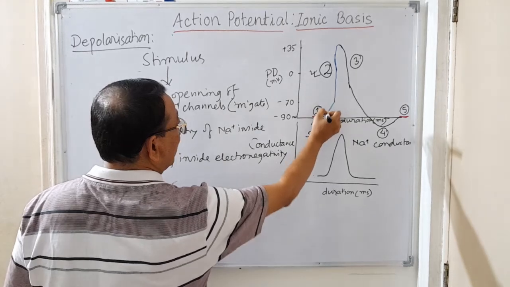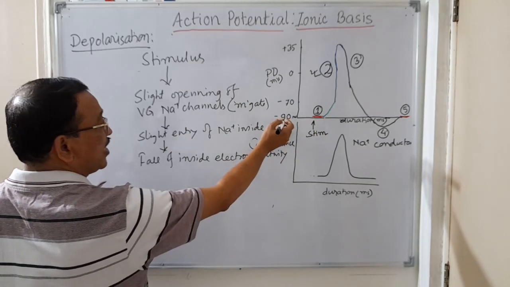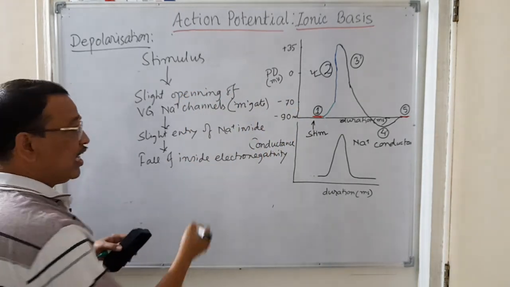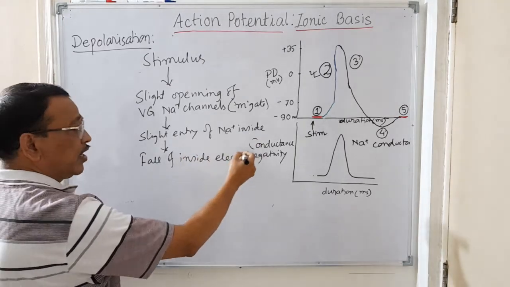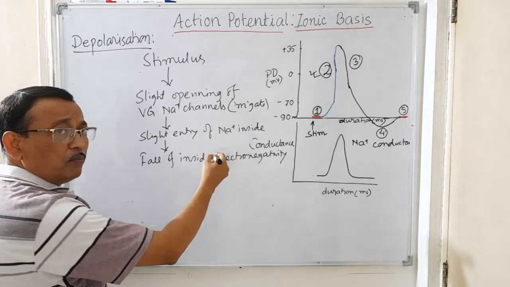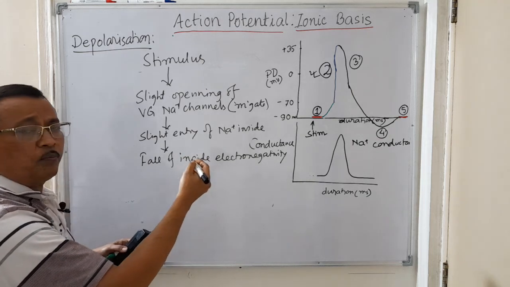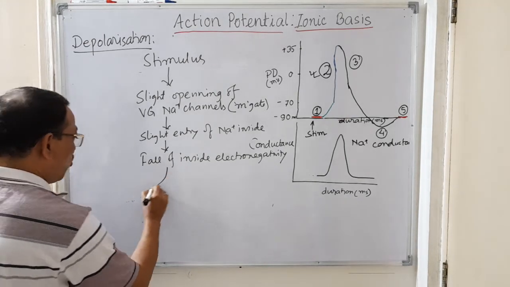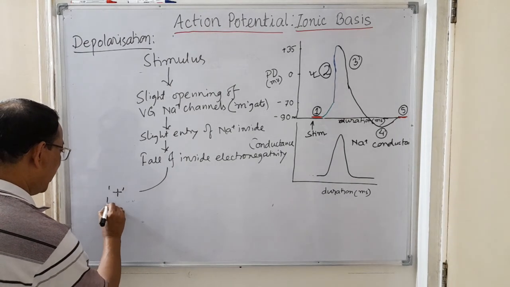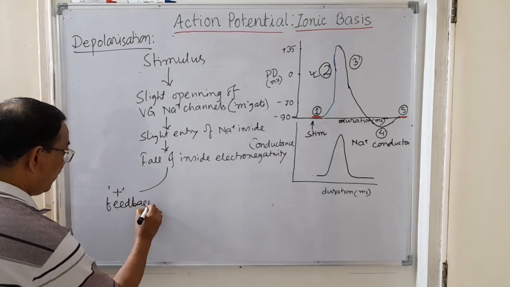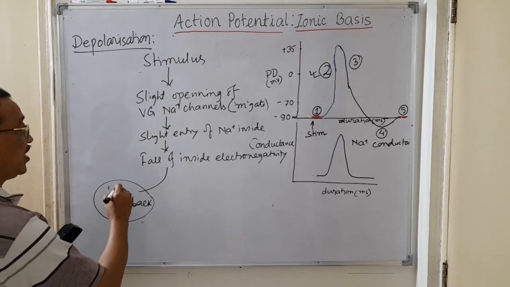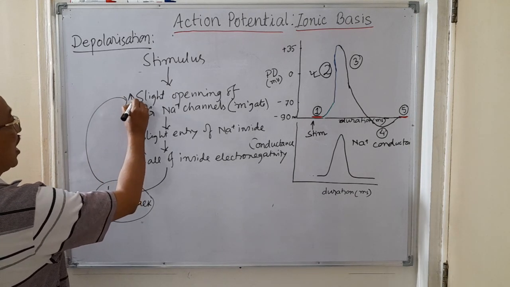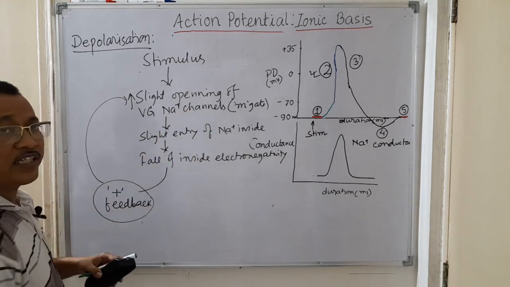Inside electronegativity will be reduced from minus 90 to, for example, minus 85. This change of the membrane potential, this change of the voltage across the membrane, will initiate a positive feedback cycle, which is responsible for further opening of the m gate of the voltage gated sodium channels.